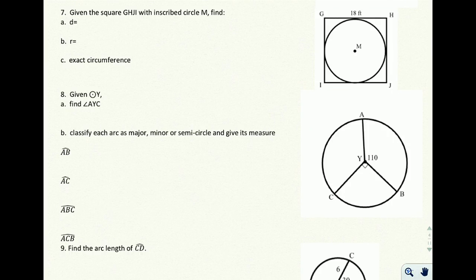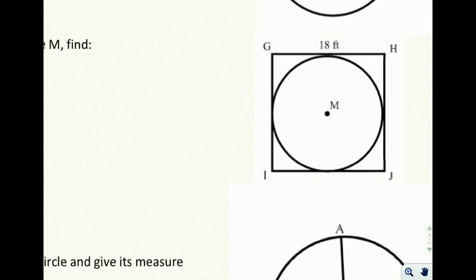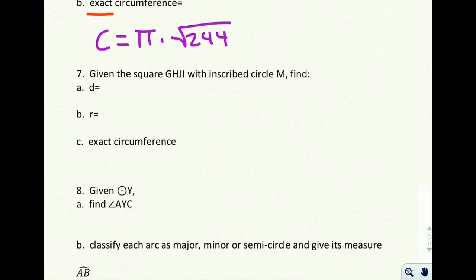In example 7 here, we're given a square with an inscribed circle, and that circle is called M. So we need to find the diameter and the radius. Now, whenever we have the square being circumscribed around the circle, we can see that the distance all the way across is going to be 18 feet. So if we're looking for the diameter, it's going to be 18, and it's good to keep our units on there. The radius is always half of the diameter, so our radius is just going to be 9 feet.